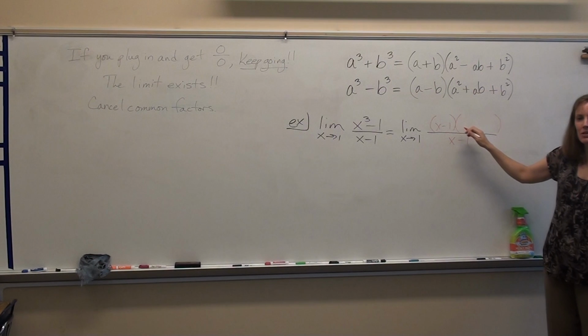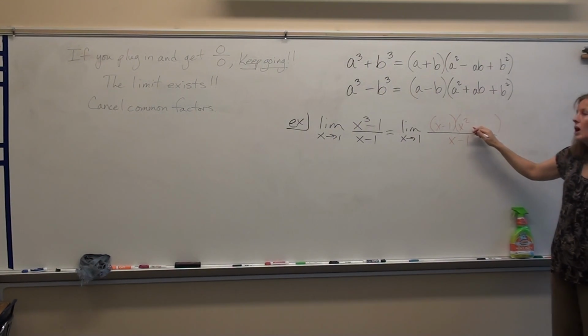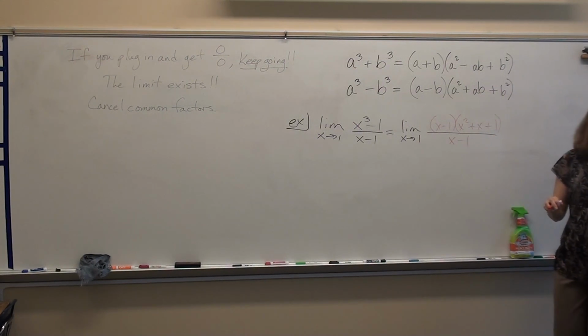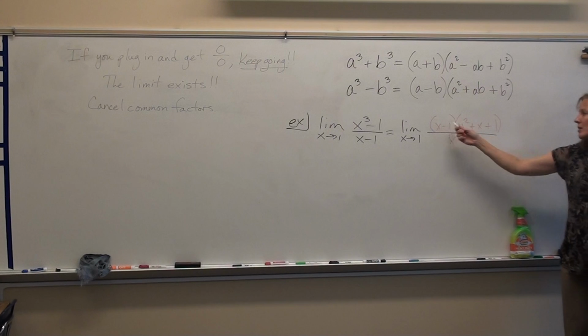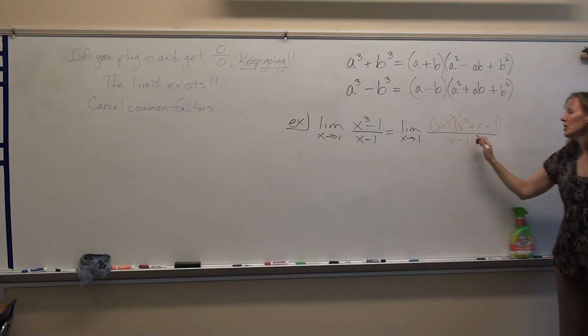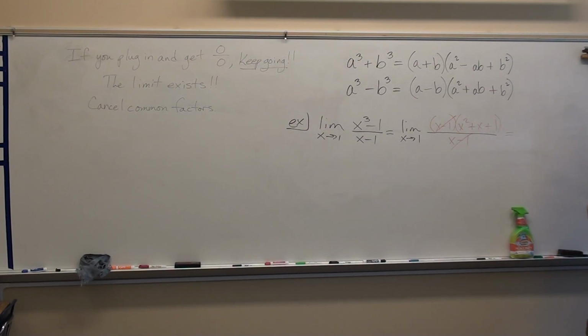Alright, can anyone tell me what's left? X squared plus x plus 1. Okay? Same, opposite, always positive. How'd you guys do on the factoring? So, okay. Cancel. Once you've canceled top and bottom, plug in again and see what you get. So now if we plug the 1 into our function, what do we get?